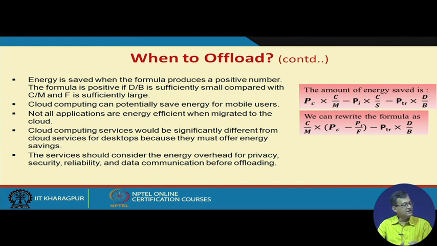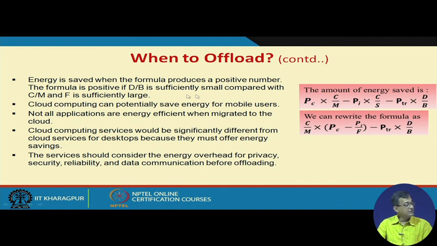What we see from here is that energy is saved when the formula produces a positive number, definitely. If it is positive, then only is energy saved. The formula is positive if D by B is sufficiently small compared to C by m. So D by B should be sufficiently small compared to C by m, so that I have a larger number on the left side. This is one of the conditions.